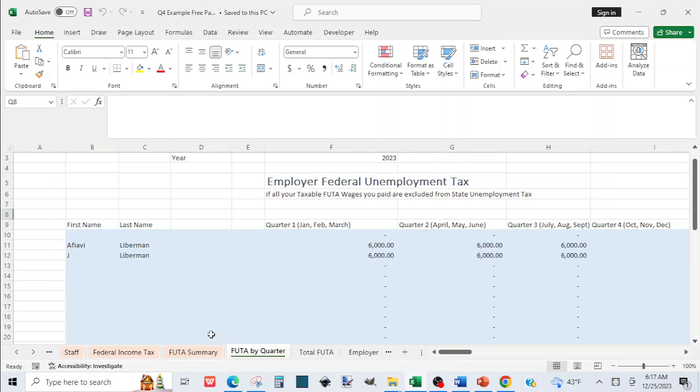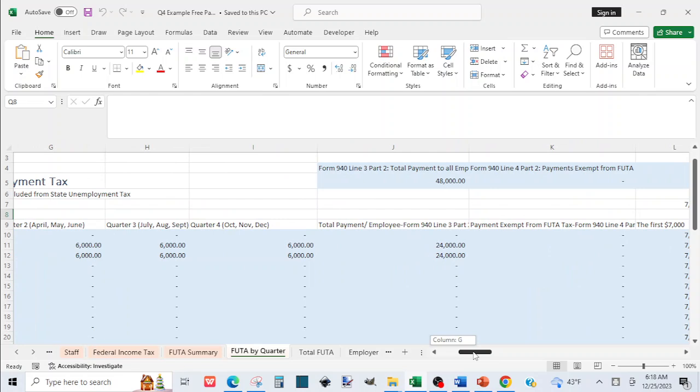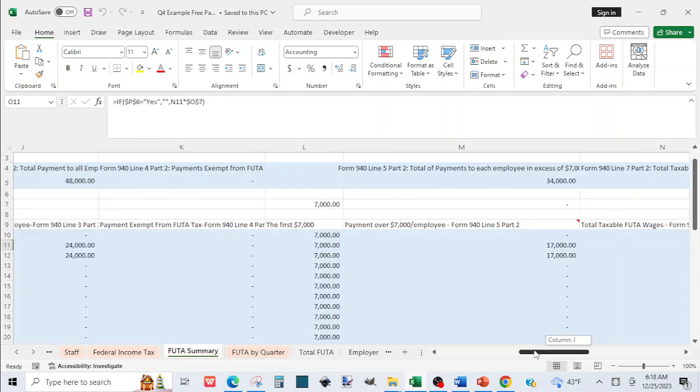So for quarter one, 6,000 for each one in those two examples, and those are by quarter. Let's use the summary one.